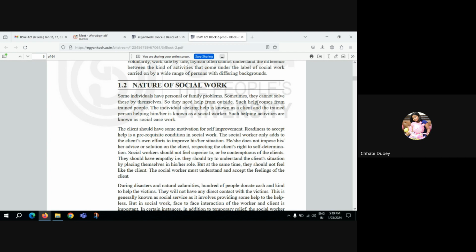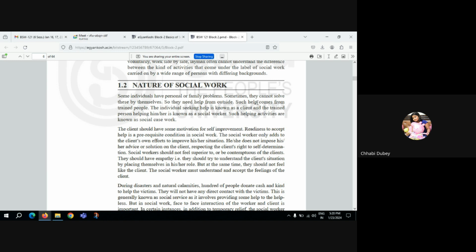What happened? Sometimes we will find that there will be individuals who are having certain kinds of problems. They can be personal problems and they can be family problems. Many times they can solve these problems themselves. Sometimes they cannot solve the problems by themselves. They require a person from outside to help them resolve these problems. And an individual seeking help here is known as a client. Okay, and the trained person who is helping the client is known as a social worker.